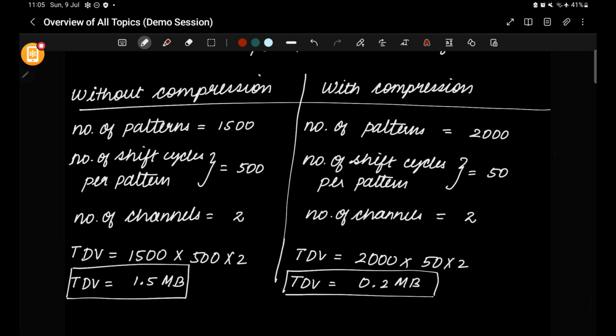So why will the number of patterns actually increase with compression? There is a topic called fault aliasing, which I will be covering during the ATPG class. Now I will tell you how the number of shift cycles per pattern actually decreases when we go for compression.